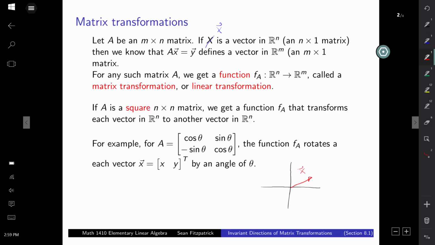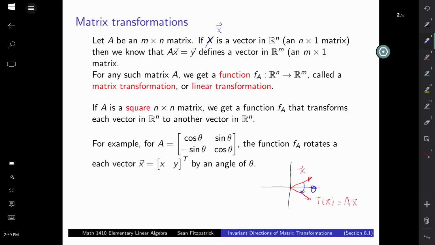Here's x, right? And you rotate through some angle, and so your output, T of x, or A times x, is over here, and it's given by rotation through some angle theta. Every vector is going to be rotated by the same amount, and so there's no vector that's going to end up parallel to itself unless theta is a multiple of pi. Well, I guess there's one vector that ends up parallel to itself. That's the zero vector, but the zero vector doesn't have a direction.